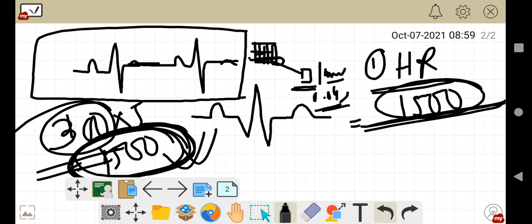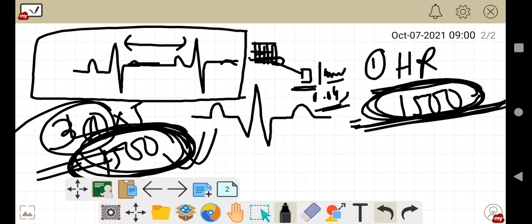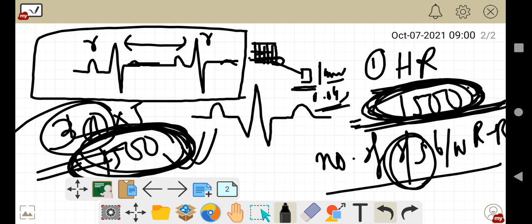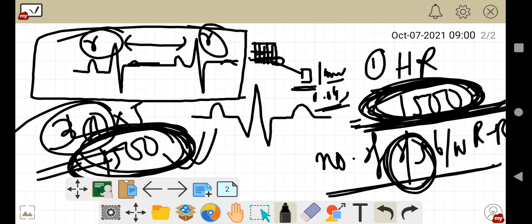1500, just now I mentioned. So the number of small boxes in the entire ECG paper, 1500, divided by the number of small boxes between two R waves, correct? You got it? If you take here as a large square, you will take here as a large square as well. This is a small square, so this is a small square, right? So 1500 divided by the number of small squares between two RR, correct? Alright, so this is how we calculate the heart rate. So I think the first one is clear, right?